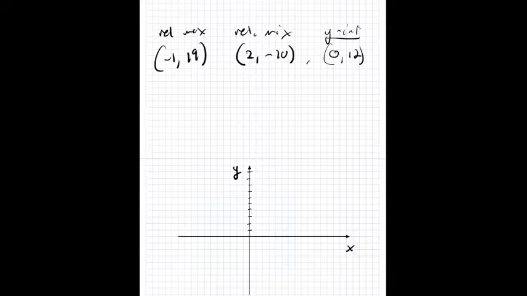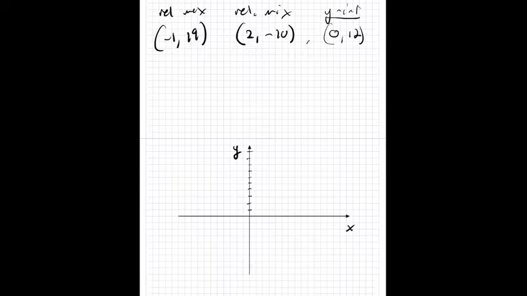X's, we can go 1, 2, 3. 1, 2. Okay. So these are going 2, 4, 6, 8, 10, 12, 14, 16, 18, 20. I counted this one as like 1, 2, 3. This is the origin, -1, -2.